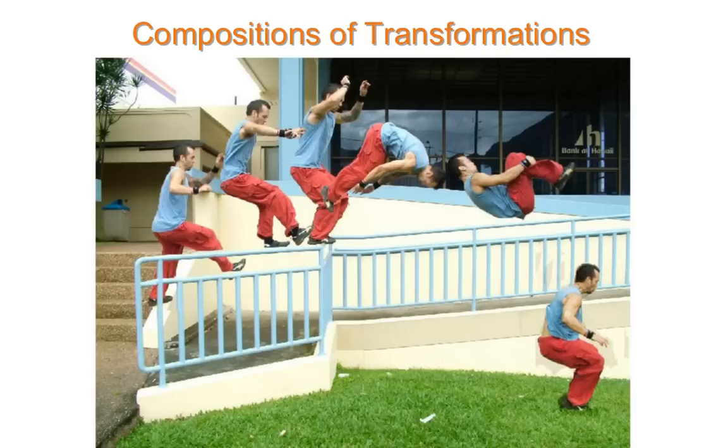This image that I found of a man doing parkour, looks like near the Bank of Hawaii, is doing what I consider to be a translation. So he's upright in this position. He moves upwards to the top of this fence or railing, so he's upright again. And that's just a translation. So he goes from an upright position to an upright position there.